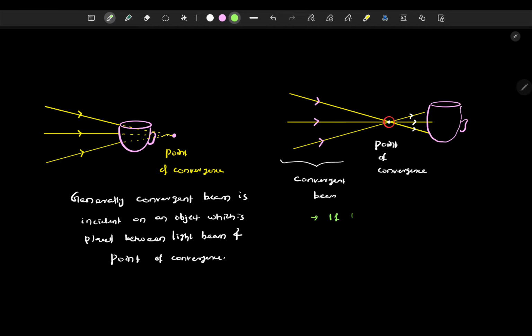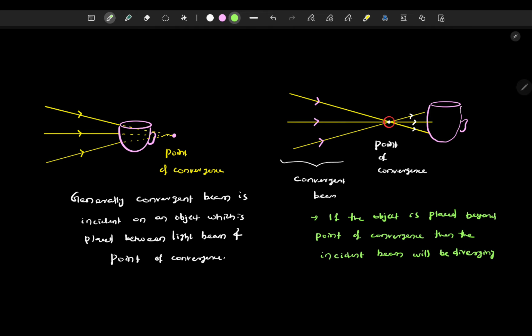That's the point. So if the object is placed beyond point of convergence, then the incident beam will be diverging, not converging. That's the point related to this concept. Yes, okay.